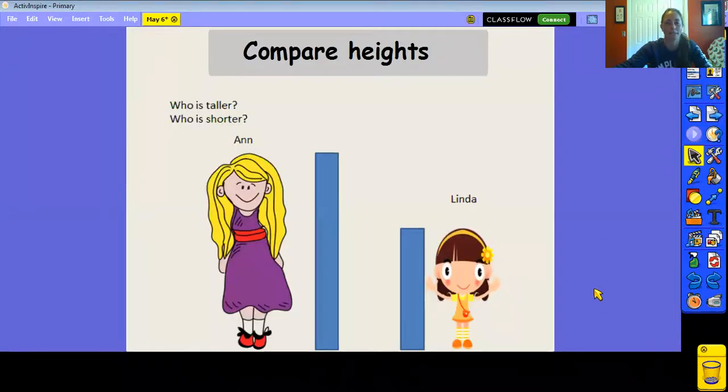All right, let's compare some heights. So here we have Anne in the purple dress, and then we have Linda here with the yellow headband on. The question is, who is taller and who is shorter? So what would you say if you had to compare these two girls? Yeah, we would say Anne is taller and Linda is shorter. And you can see here, they're starting at the same place, right? Anne's not way up higher than Linda. They're starting from the same place, and Anne is taller than Linda. Linda is shorter than Anne.